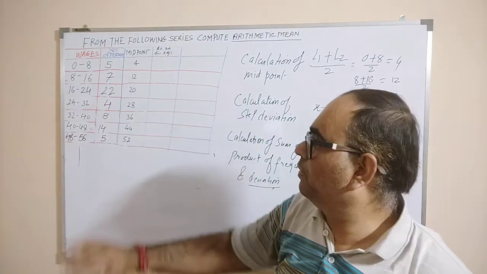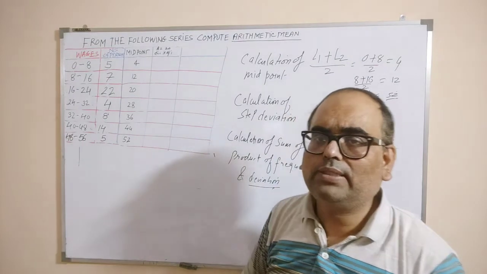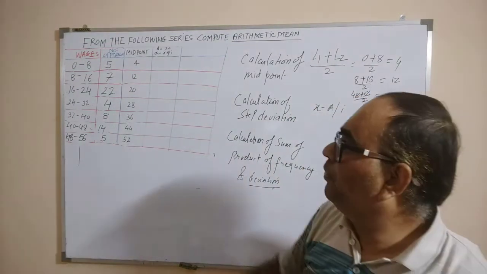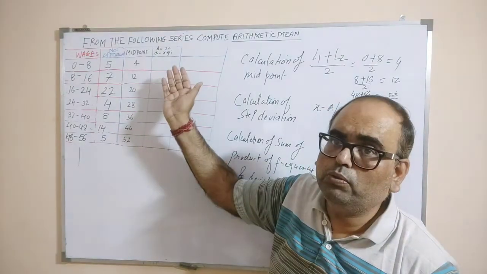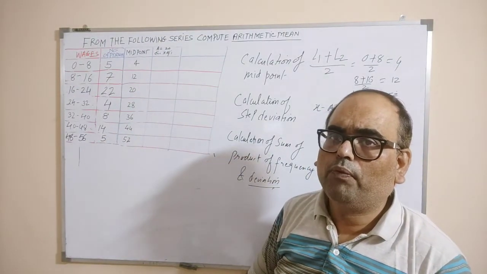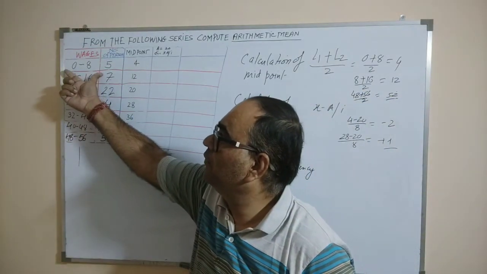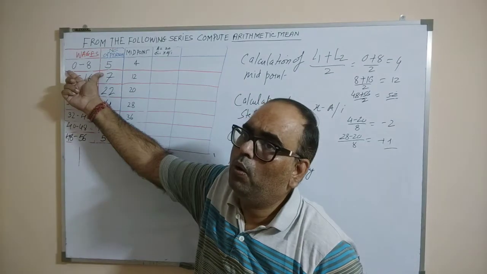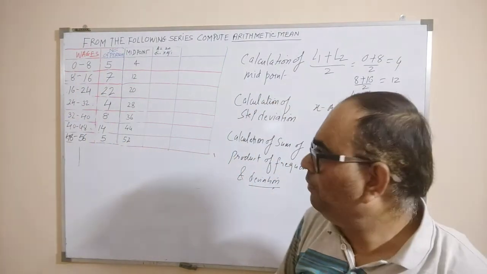After assuming a value as the mean, what is the next step? The next step is to compute the deviation of each midpoint from that assumed mean and divide the deviation by the common factor. What is the common factor? The common factor is the difference between the lower limit and upper limit. I'll explain one more time.